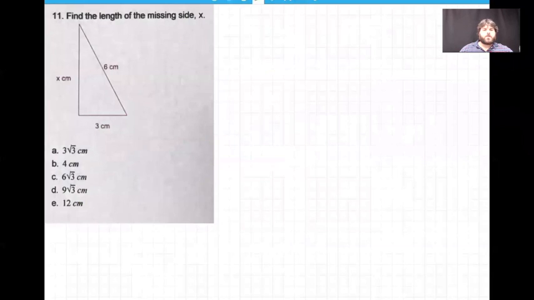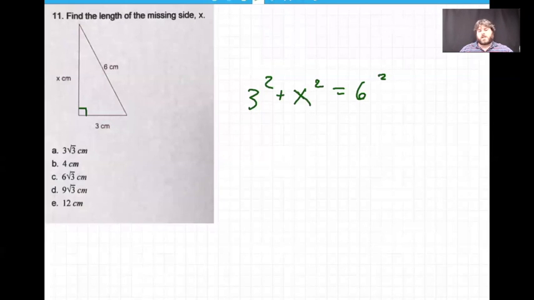All right, find the length of the missing side x. All right, so first thing, I see a right triangle here, okay? I'm looking for the missing side here. So I could use Pythagorean theorem. 3 squared plus x squared is equal to 6 squared, okay? Now, we're gonna try this, but we're gonna actually come back to this.